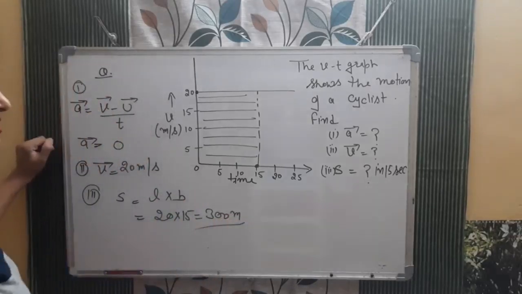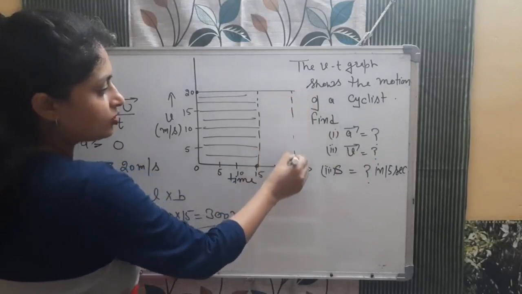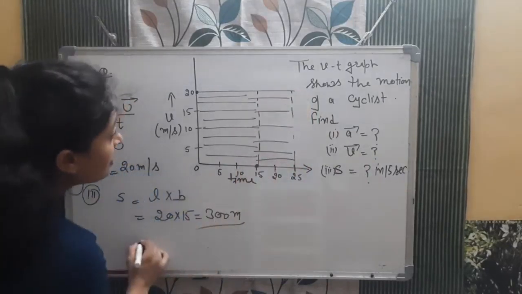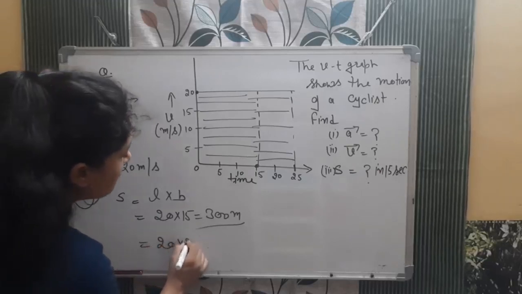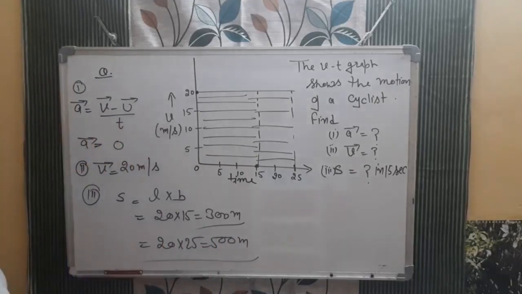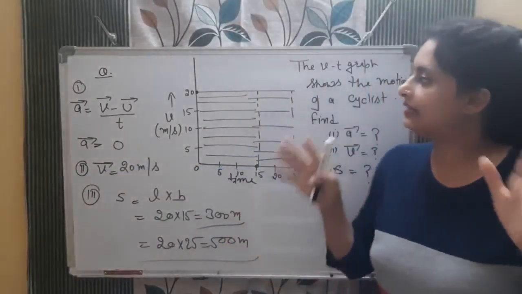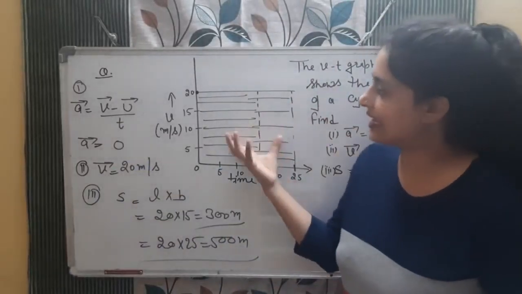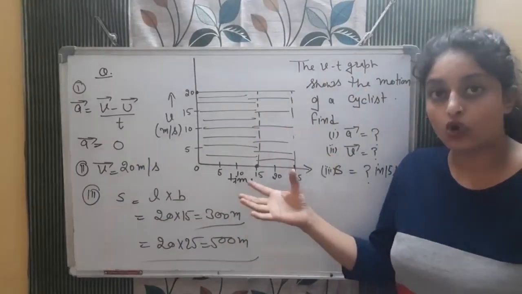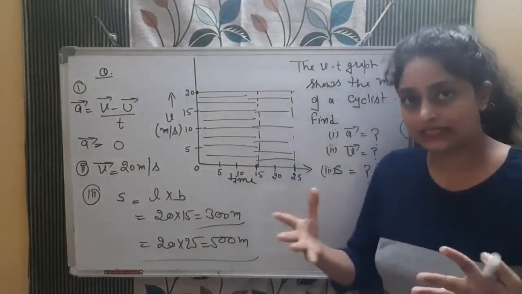For example, if someone is asking you to calculate the distance till 25 seconds, so you need to calculate this complete area. In that case, what will happen? Here it will be 20 into 25, and then it will be 500 meter. So you can calculate area also. So I hope that you got these kinds of questions, how to solve, how to find out the area, how to find out the distance covered, how to find out the slope. VT graph gives us this acceleration and area both, distance both.